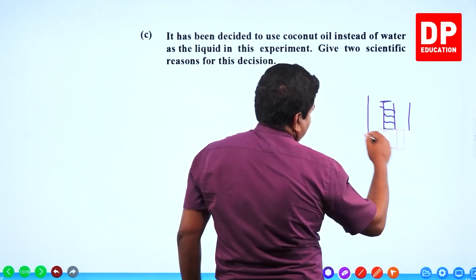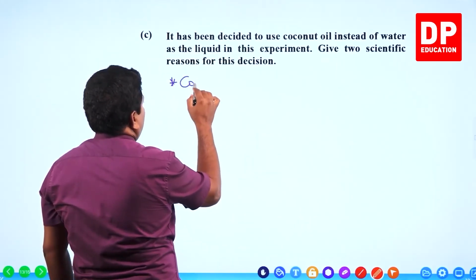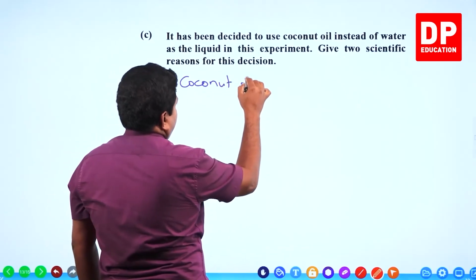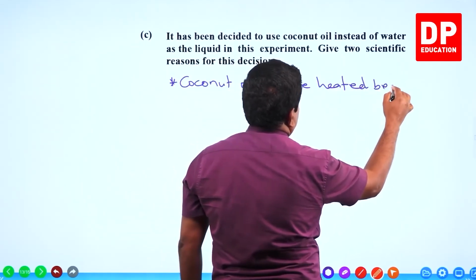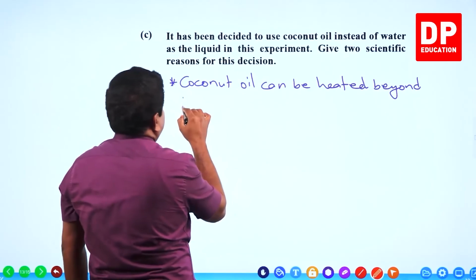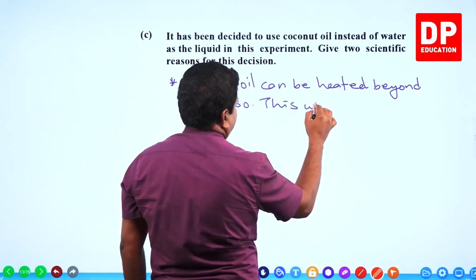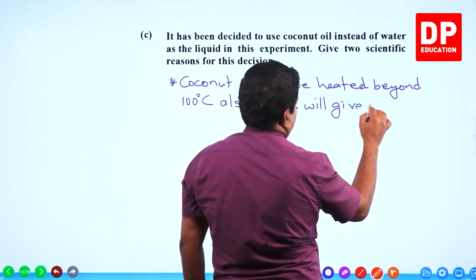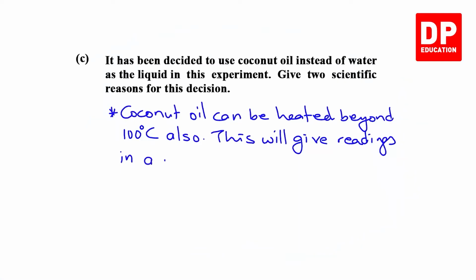So let's say coconut oil can be heated beyond 100 degrees centigrade also. This will give readings in a wider range. Second one, that's about coconut oil's heat.